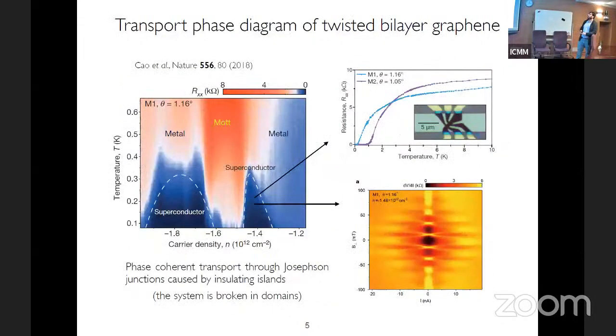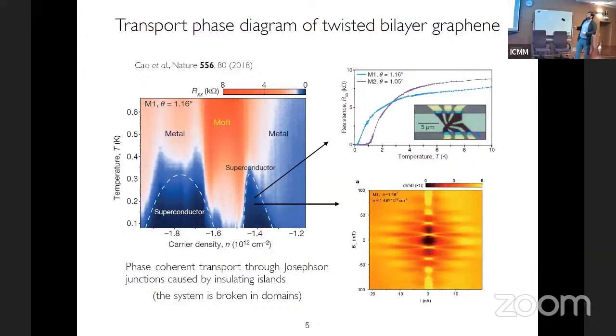Okay, so this was the discovery of this physics, basically, by the group of Pablo Jarillo-Herrero, about 4 years ago. This phase diagram that I showed before was obtained just from transport measurements. The color in this figure on the left-hand side of the slide represents the longitudinal resistance in a 4-terminal measurement. This red state is a very resistive state that is actually an insulator. It has a thermally activated behavior. And these blue areas are actually the superconductors.